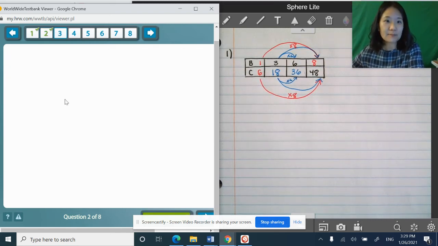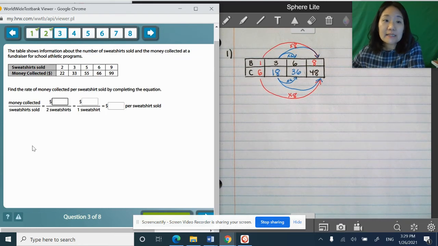Okay, number three. The table shows information about the number of sweatshirts sold right here and money collected in a fundraiser for school athletic programs. Okay, so if you take a look here, you can see two sweatshirts sold, $22 collected. Three sweatshirts, $33. Hopefully you guys can see what the unit rate is going to be for one sweatshirt, how much it is, okay? But that's not what they're asking.